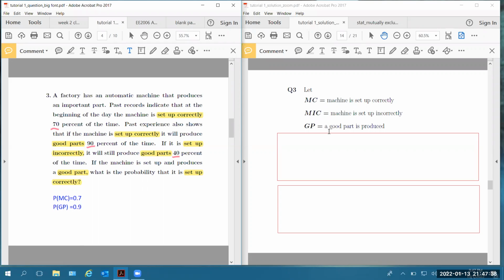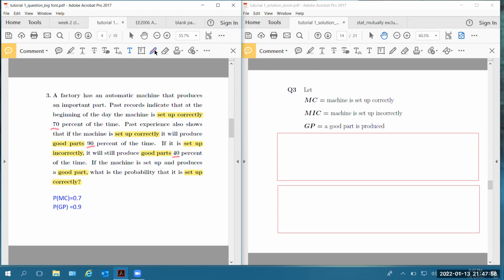Is it like that? Need intersect. Need the condition. Need a condition. In this, 90% of the time is provided what? Provided that given condition: machine set up correctly. Machine set up correctly, then given this.